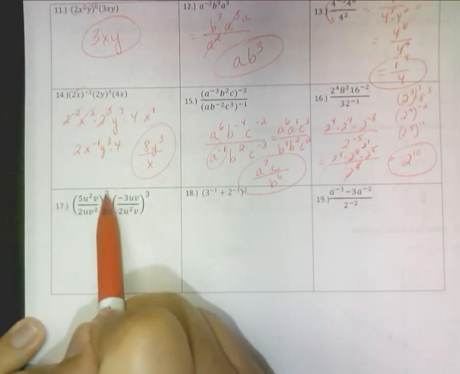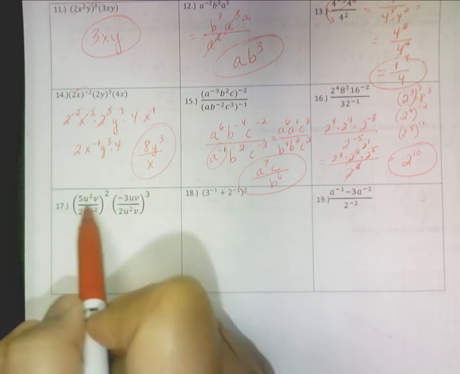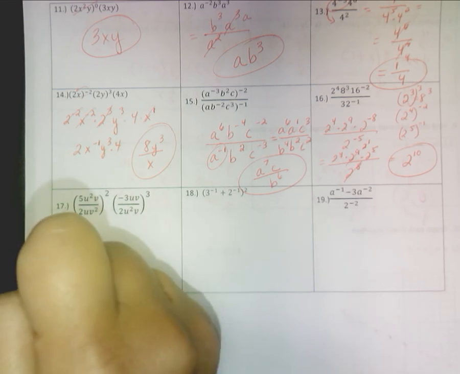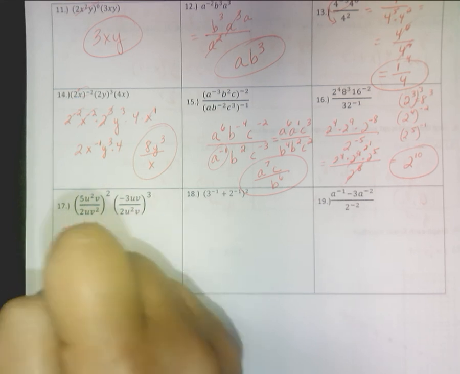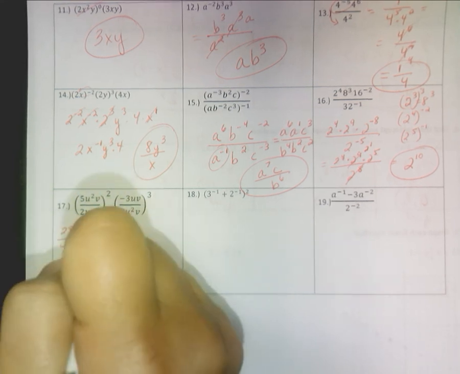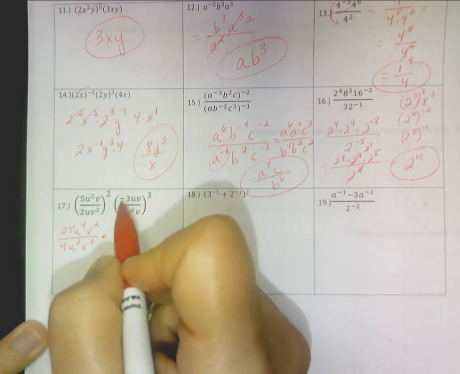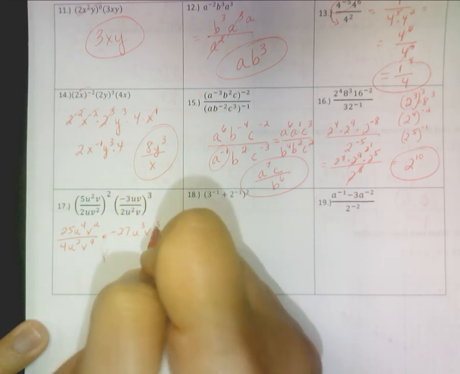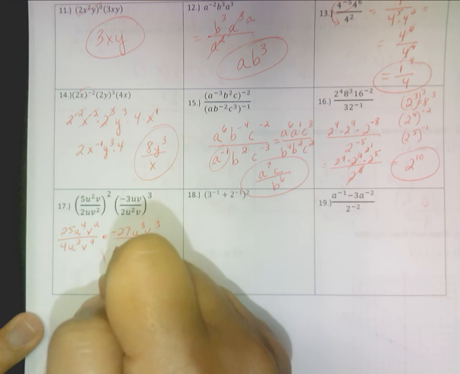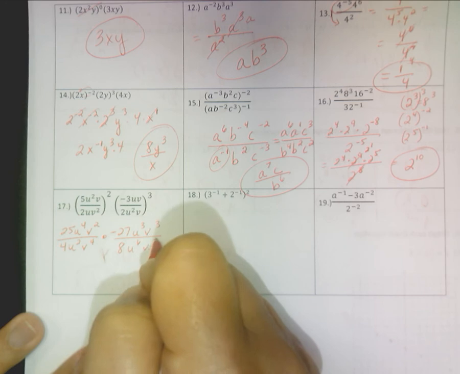All right, last 3. So this 2 is going to every single one of these powers. This 3 is going to every single one of these powers, and then we're going to reduce. So 5 squared is 25. U squared to the 2nd is u to the 4th. V squared. The bottom 2 squared is 4. U squared, v to the 4th. Here we have negative 3 to the 3rd, which is negative 27. U to the 3rd, v to the 3rd. The bottom would be 2 to the 3rd, which is 8. U to the 6th, v to the 3rd.